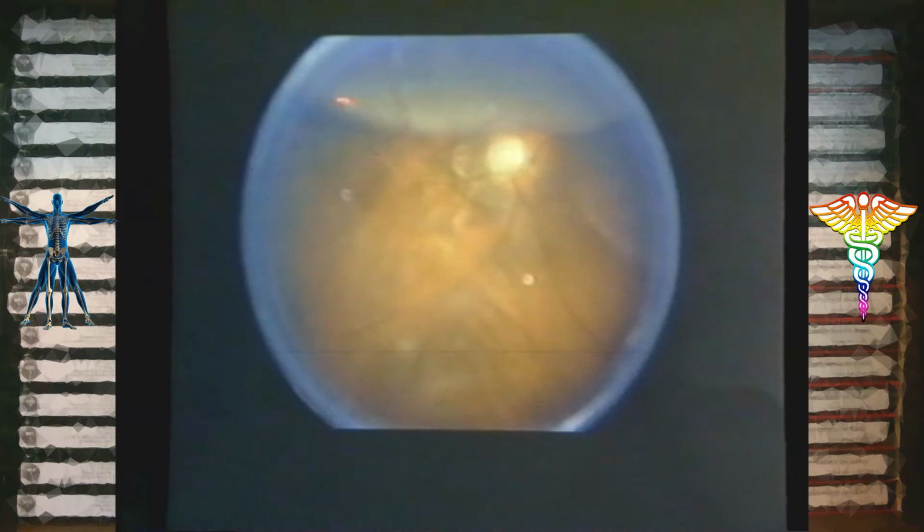This is where the retina has detached. The view is a little hazy just because of the media of the vitreous. And so the patient will come to you complaining that they're seeing flashes and floaters. Flashes and floaters means dilate the patient, look at them immediately.